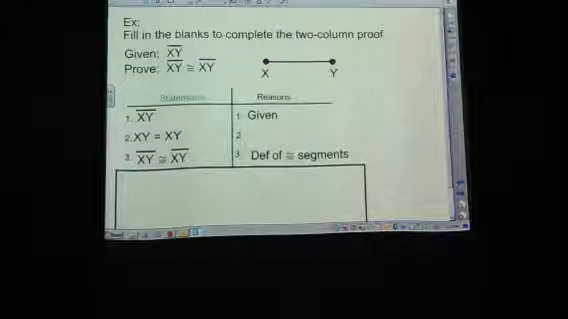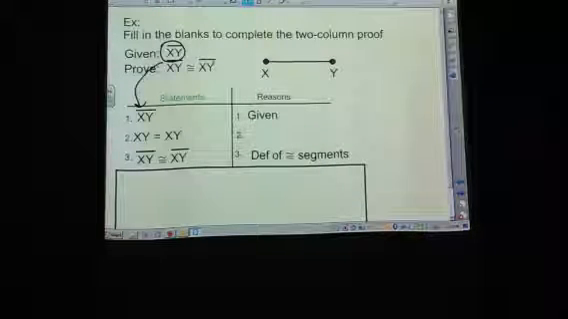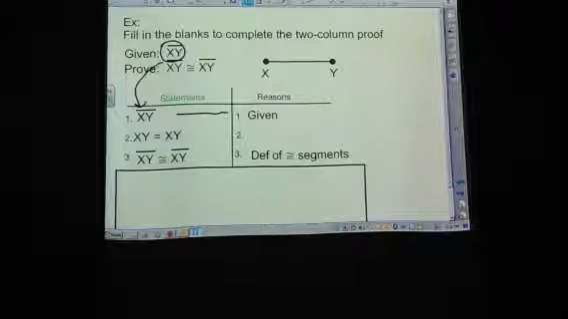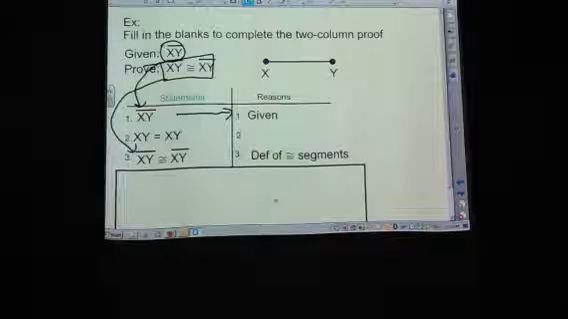XY. Alright, so looks like again the given information comes first. Notice what's given to us shows up in the statement and also is the reason. Notice what we're trying to prove is the very last statement there. So those three things are given to us in any proof that we want to start. Now it says that XY is equal to XY.